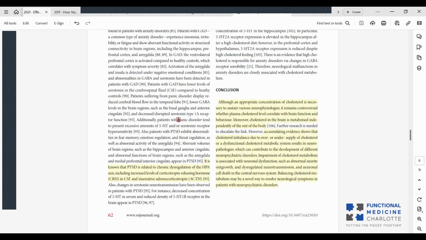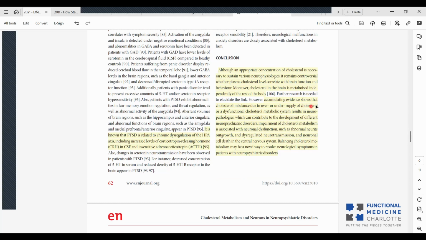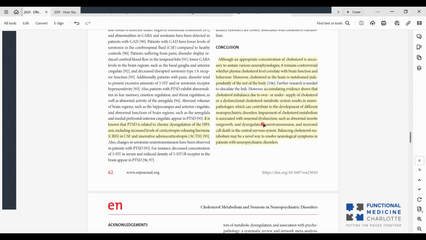So this paper showed accumulating evidence shows that cholesterol imbalance due to over or under supply of cholesterol or a dysfunctional cholesterol metabolic system results in neuropathologies, which can contribute to the development of different neuropsychiatric disorders. Impairment of cholesterol metabolism is associated with neuronal dysfunction, dysregulated neurotransmission, and neuronal cell death in the nervous system. Balancing cholesterol metabolism may be a novel way to resolve neurological symptoms in patients with neuropsychiatric disorders.